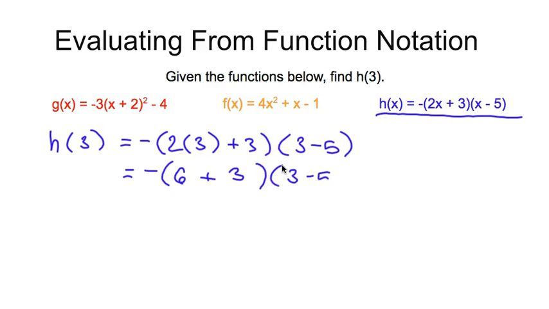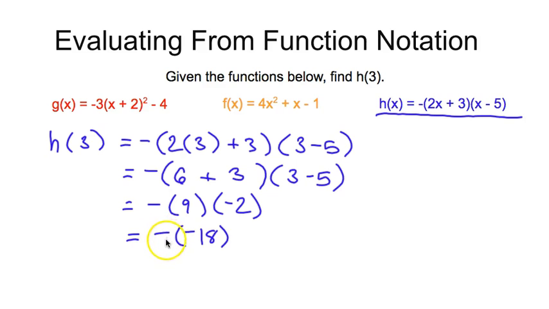And again, notice one step at a time. And don't forget about your negative sign out front. That would be easy to miss. 6 plus 3 is, of course, 9. And 3 minus 5 is negative 2. Notice I am multiplying those because the parentheses are right up against each other. And 9 times negative 2 is negative 18. That leaves me with negative 18, or the opposite of negative 18, which of course is positive 18. So h of 3 is equal to 18.